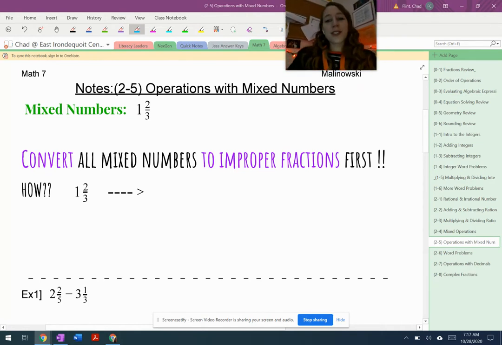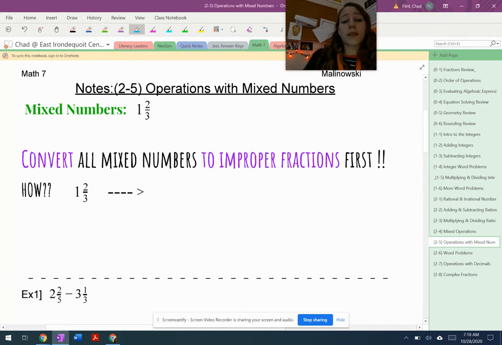Yay. So today we're looking at the notes for Math 7 for 2-5, operations with mixed numbers. And so let's first start by talking about what a mixed number is. A mixed number is simply a fraction. It starts off as an improper fraction where the numerator, or the top, is bigger than the denominator, and it has that whole number. It's got a whole number with another fraction. So if we look at this example that I have here, I've got an example of a mixed number.